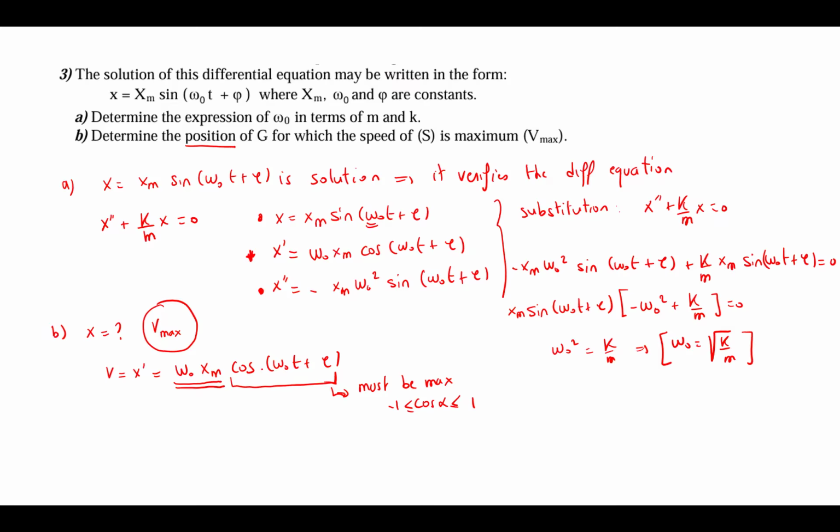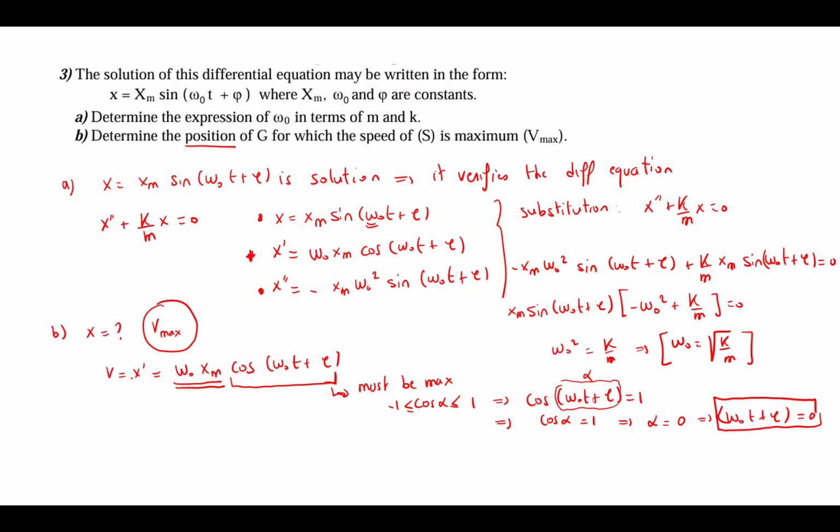So I want the cosine to be maximum, which means that I need cosine omega 0 t plus phi to be equals to 1. This is the condition here. Which means that, so all this I can name it for example alpha. Which means that cosine alpha equals to 1. This means that alpha equal to 0. For alpha equal to 0, I have cosine 0 is equals to 1, so this is the maximum value. Which means that alpha, which we named omega 0 t plus phi, must be equal to 0. Okay.